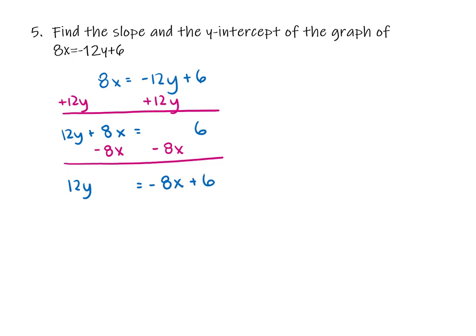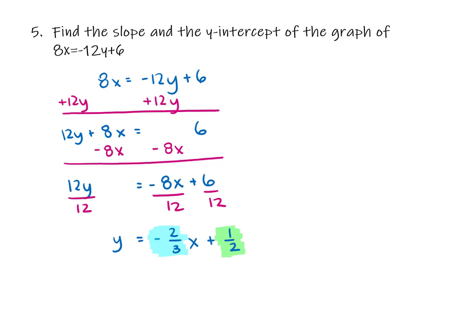And then I'm going to divide everything by 12. I chose to divide everything by 12 so that my y would be isolated with a coefficient of 1. And then we have to reduce these fractions. And there you go.